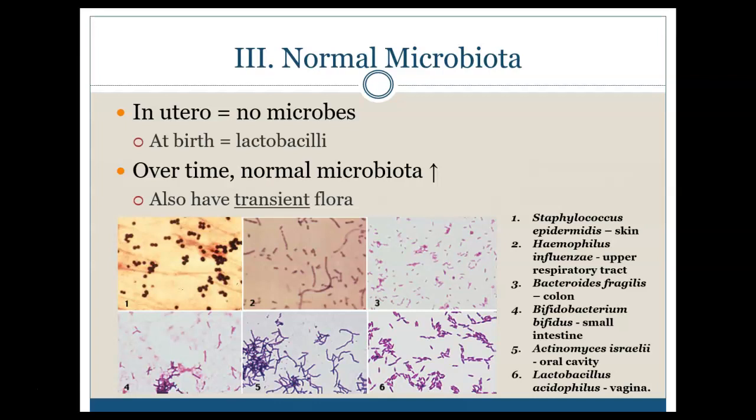And sometimes there can be transient flora, which means that it comes and goes depending on situations as well. And so it's an ever-changing cast of characters at any given time. But what we want to realize is that if we were never exposed to anything, then we would never be able to have any kind of defense. And so it's really important that we do have a good amount and combination of normal flora.